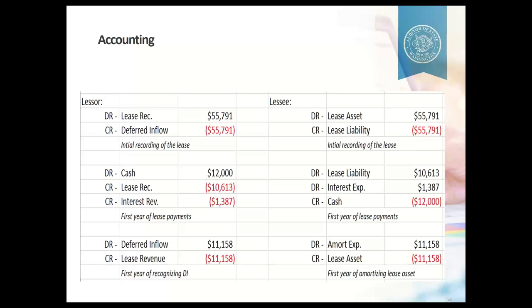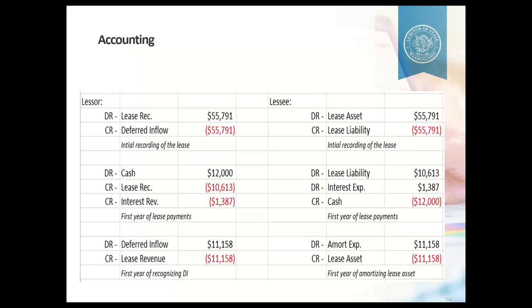In this case, we did it straight line. That's why there's a slight difference between the lease receivable reduction and the deferred inflow reduction. But people say, well, do I have to do it straight line? I'd like to reduce my deferred inflow the same as my lease receivable is reducing, so they would stay the same. Yeah, you could do that. That's a rational manner, right? Just whatever way you choose, be consistent. No flipping back and forth.